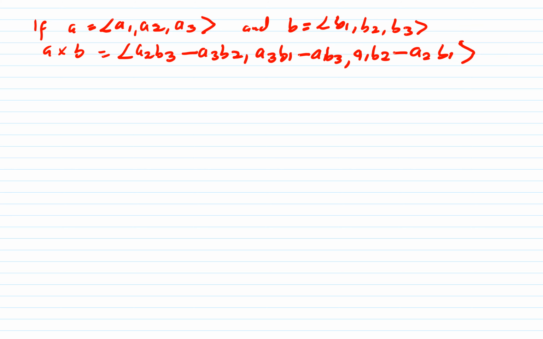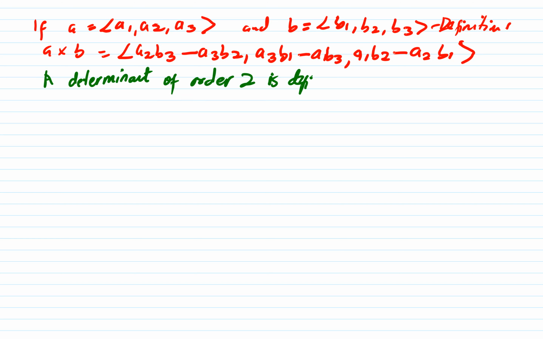Also note that a times b is defined only when they are three-dimensional vectors. So this is my definition 1. In order to make definition 1 easier to remember, we use the notation of determinants. A determinant of order 2 is defined by, with a b c d, a times d minus b times c. That's a determinant of order 2.